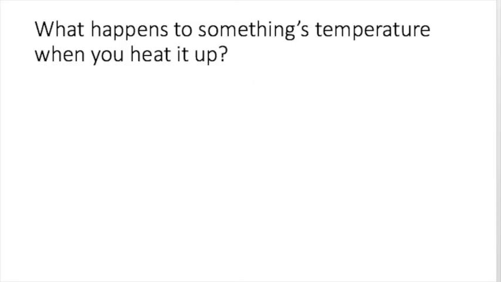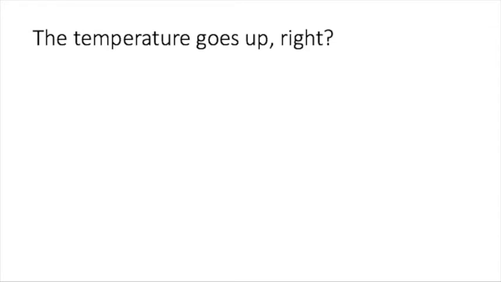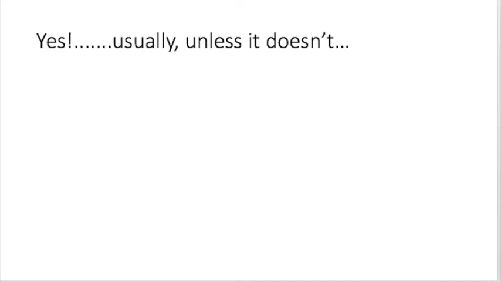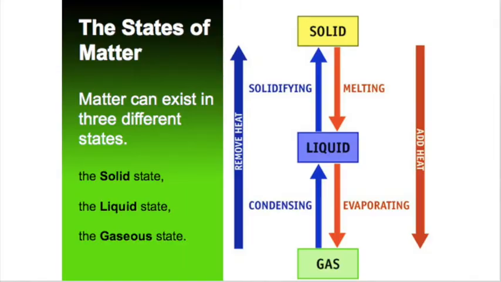So let's start by asking a fairly obvious question. What happens to the temperature of an object as you heat it up? So as you apply heat to something, its temperature should increase, right? Because the particles are moving more, and temperature is a measurement of how much those particles are moving. Now, broadly speaking, you're correct. Usually when you heat something, its temperature will go up, except sometimes it doesn't. There's a couple of particular cases where you can apply heat to an object and its temperature does not go up. Now, to understand why, let's just remind ourselves about the states of matter that matter can exist in.